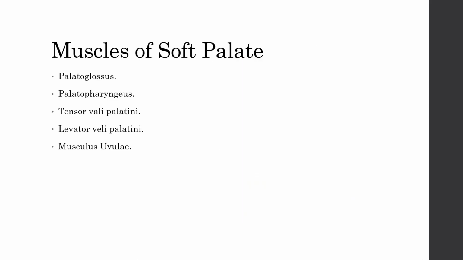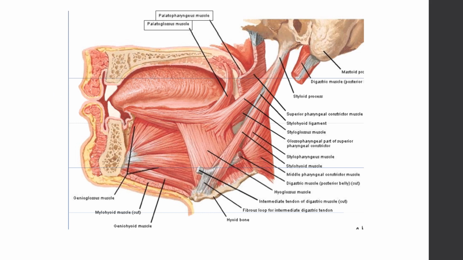Next, we'll be looking at the muscles of the soft palate. There are 5 pairs of muscles involved in the soft palate, which are palatoglossus, palatopharyngeus, tensor veli palatini, levator veli palatini, and musculus uvuli. In this diagram, you can see the palatoglossus muscle and the palatopharyngeus muscle. The palatoglossus muscle extends from the palate to the lateral aspect of the tongue.